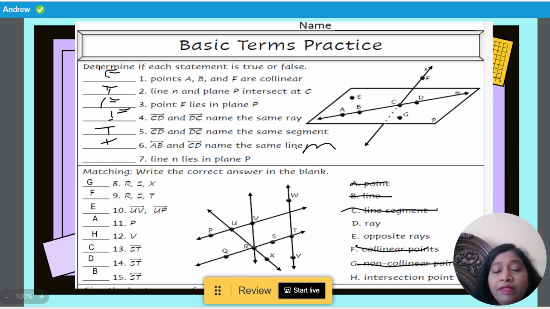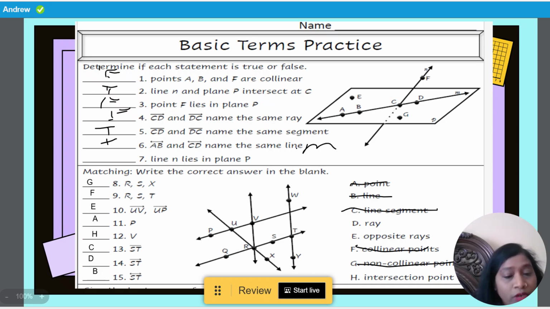CD and DC name the same segment. Yes, they do, because they start at one point and end at one point. AB and CD name the same line M. Okay. And the line N lies in the plane P. The line N lies in the plane P, and that's true. Okay. R, S, X is G. They are non-collinear. Very good.